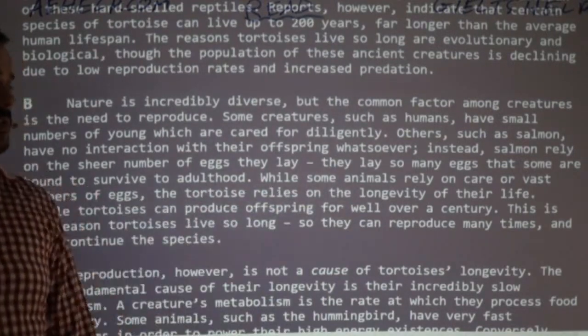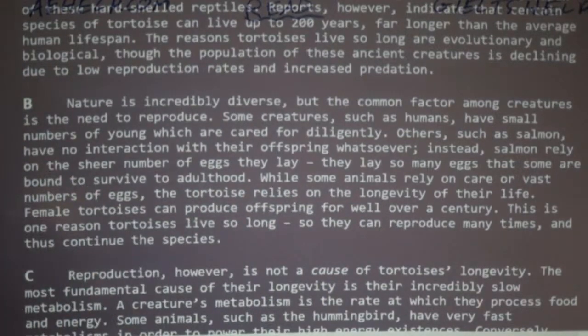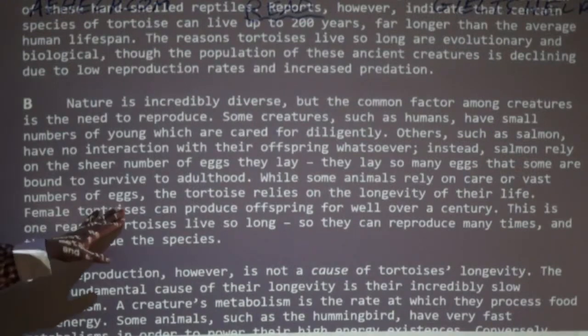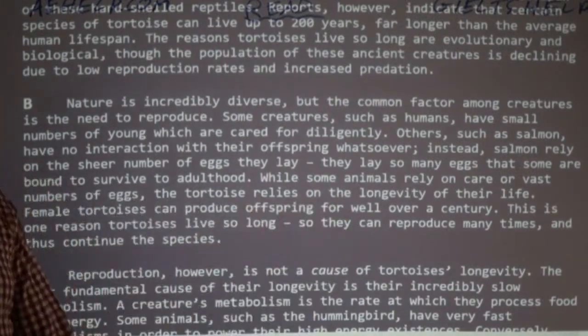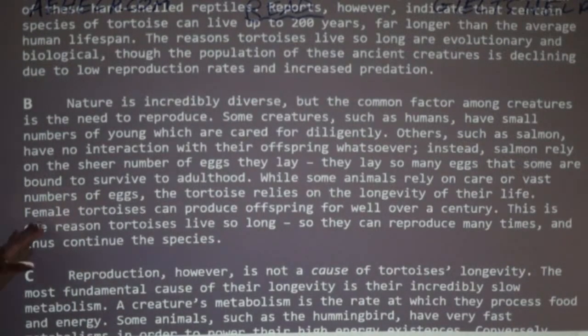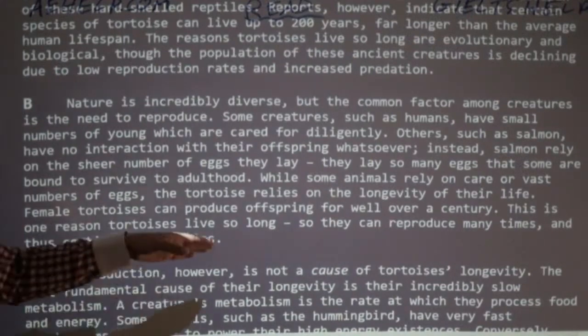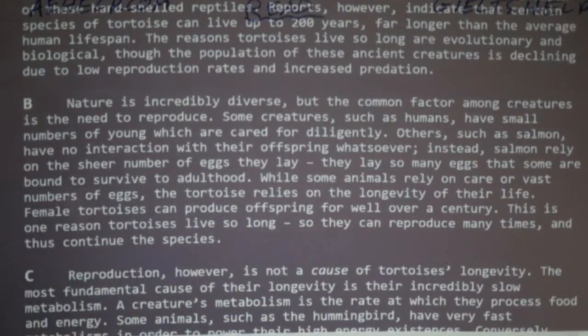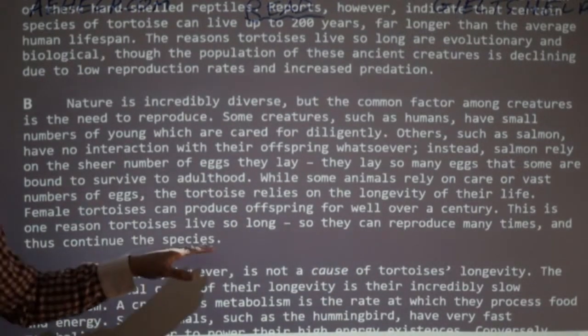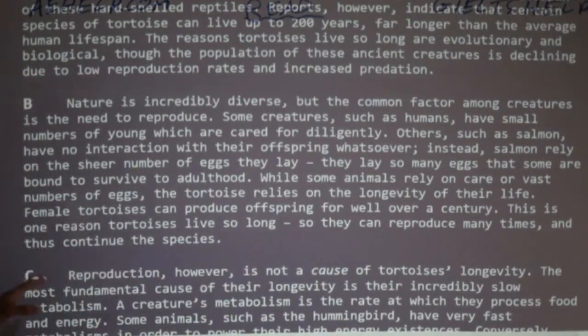While some animals rely on care or vast number of eggs, the tortoise relies on the longevity of their life. Female tortoises can produce offspring for well over a century. This is one reason tortoises live so long, so they can reproduce many times and thus continue the species.